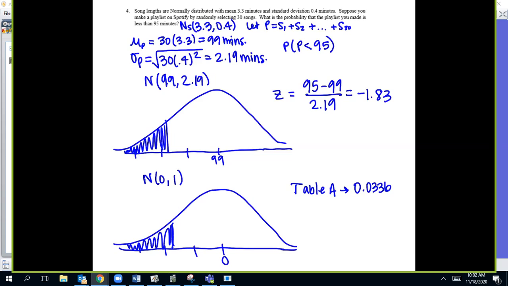Just like number 3, remember we're not turning one song into 30 songs, we're adding 30 unique songs together. And so we have to use the sum rules. That's why I wrote that P equals S1 plus S2 up to S30. So for your standard deviation, you're adding the variances together 30 times and then square rooting that answer instead of just multiplying your standard deviation by 30. And then check the rest of the work.